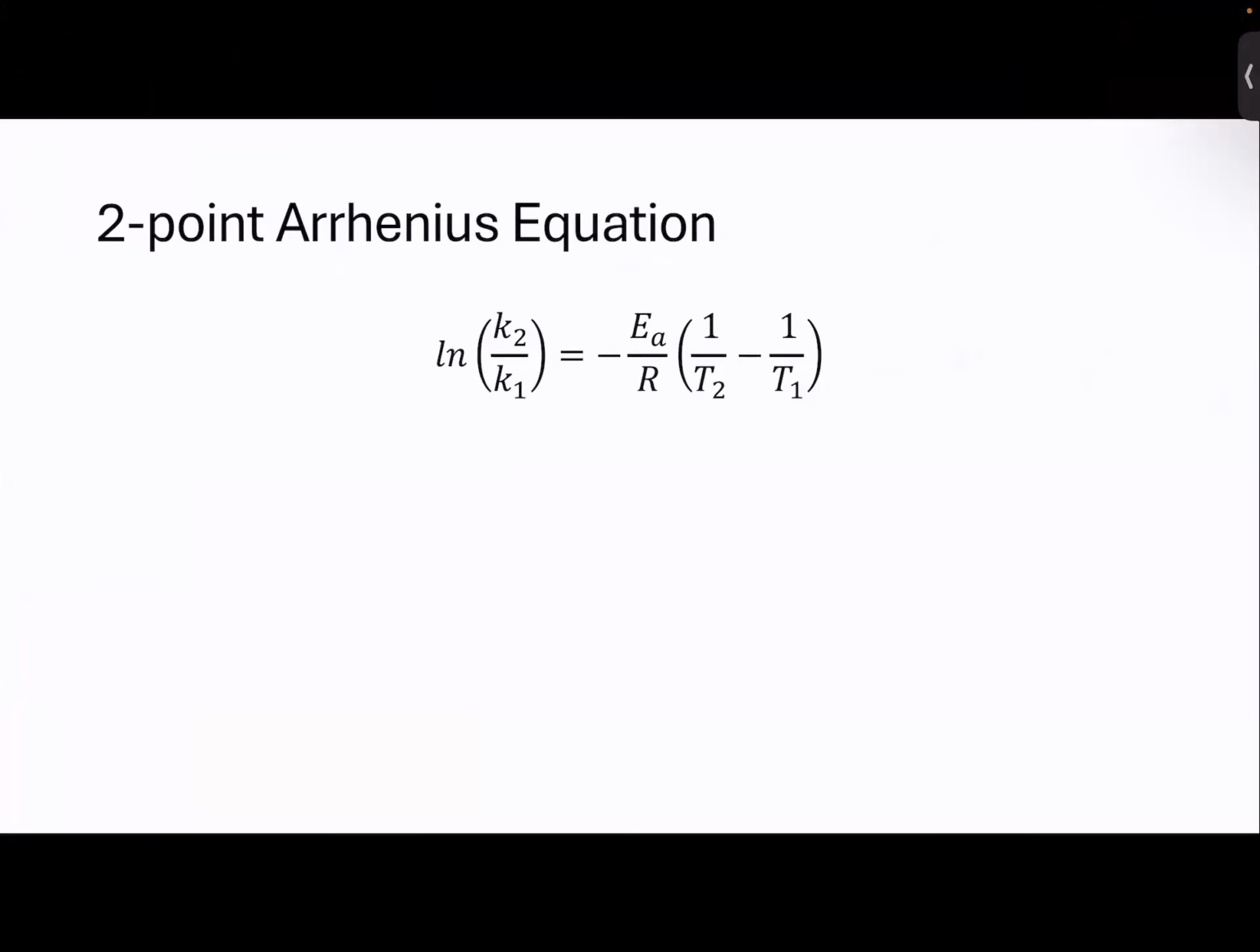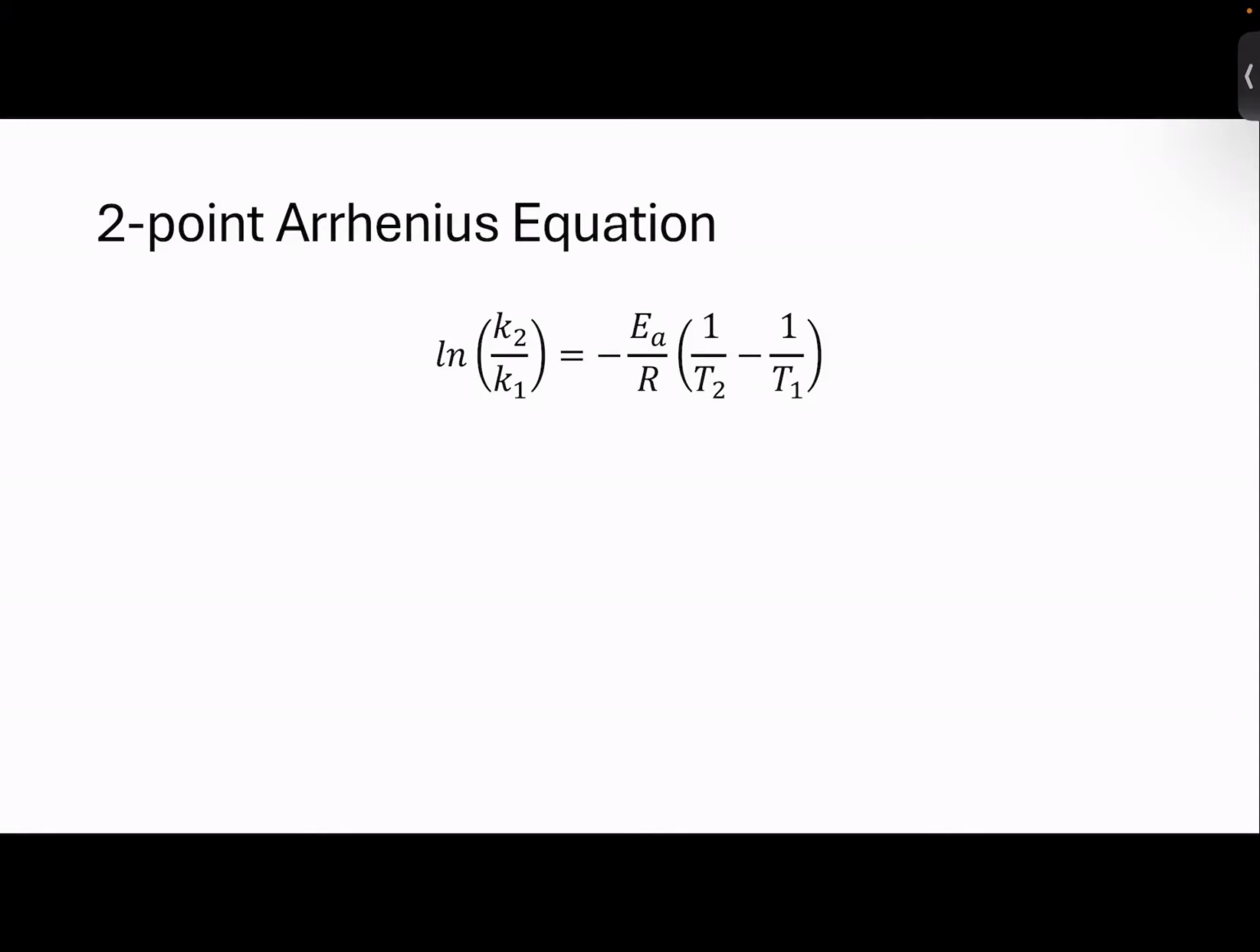Okay, so when we left off, we had gotten to the 2-point Arrhenius equation. Basically, this takes into account the change in y over the change in x. And so when you actually look at the equation, it's the natural log of the rate constant for run 2 over the rate constant for run 1 is equal to a negative E sub A over R times 1 over T2 minus 1 over T1.